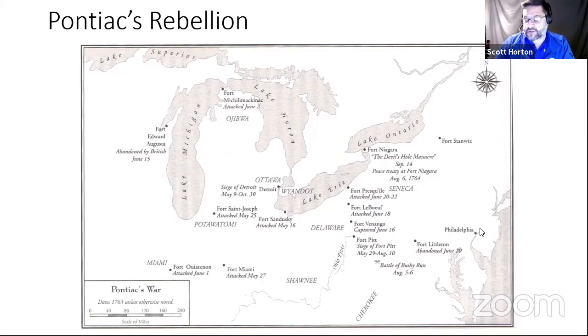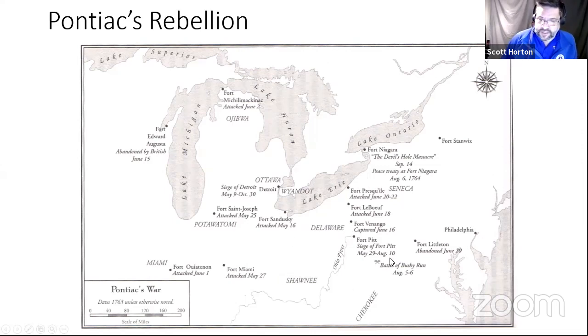So part of the story here is that Native Americans believed that the French would help them. The French and the English always were at war with one another, and the natives, of course, used the divide and conquer strategy against the Europeans, just as the Europeans used that same strategy against Native Americans. So there's this massive native uprising here. You can see there's a siege of Fort Detroit, which is a major fort.